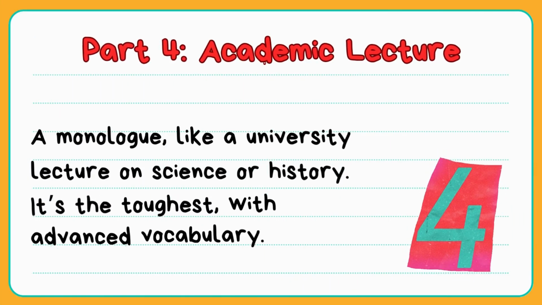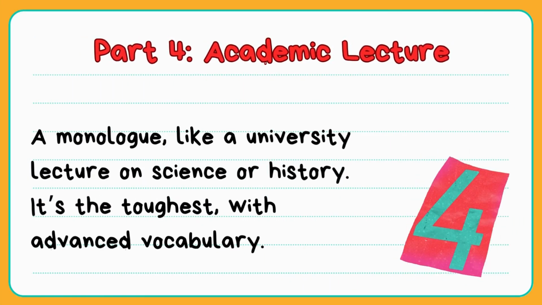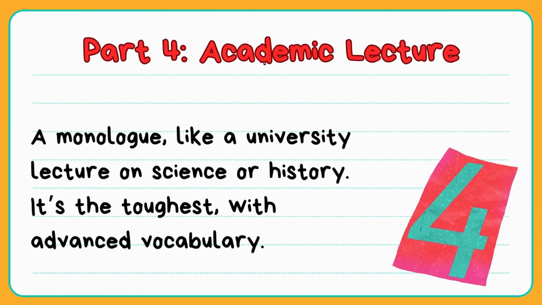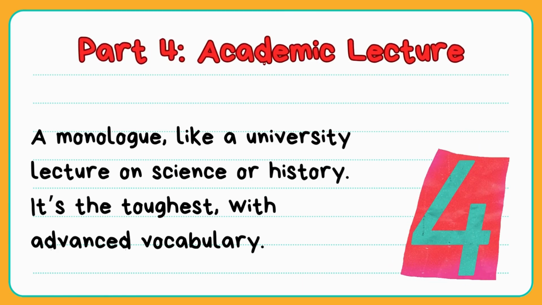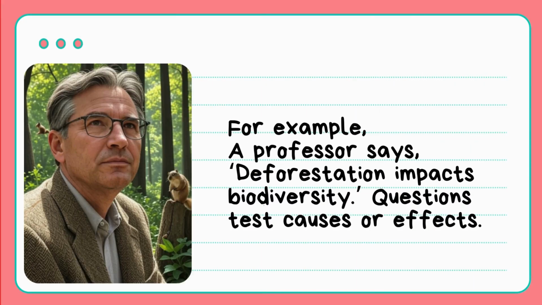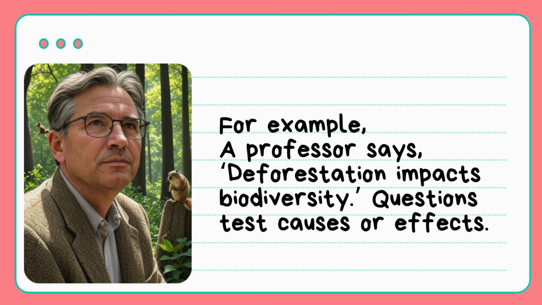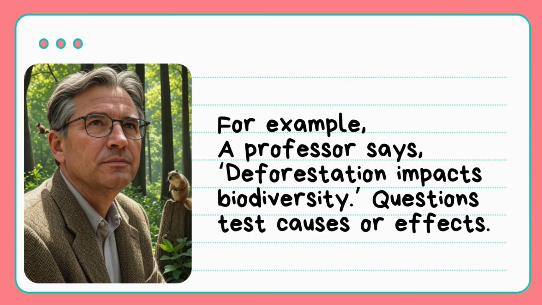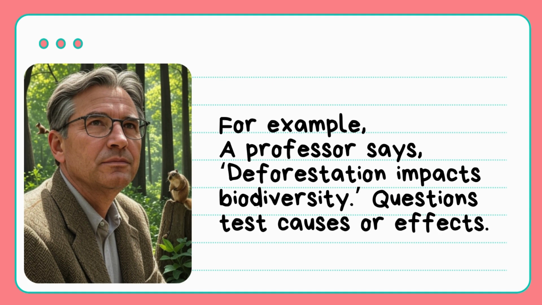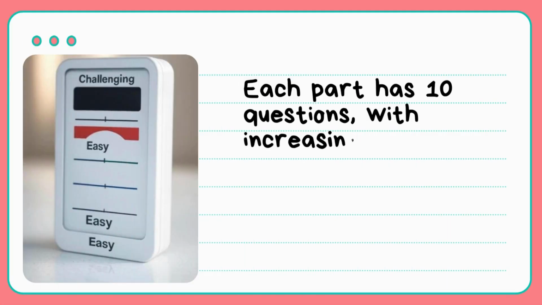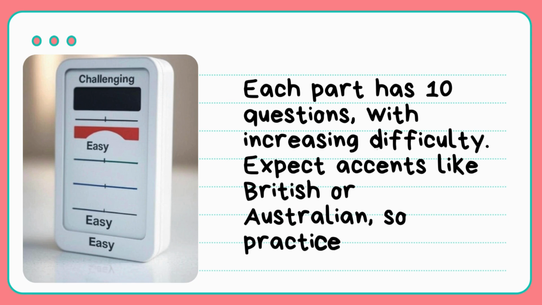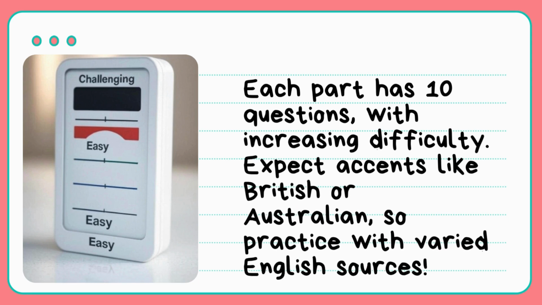Part 4. Academic lecture. A monologue, like a university lecture on science or history. It's the toughest, with advanced vocabulary. For example, a professor says, "Deforestation impacts biodiversity." Questions test causes or effects. Each part has 10 questions, with increasing difficulty. Expect accents like British or Australian, so practice with varied English sources.